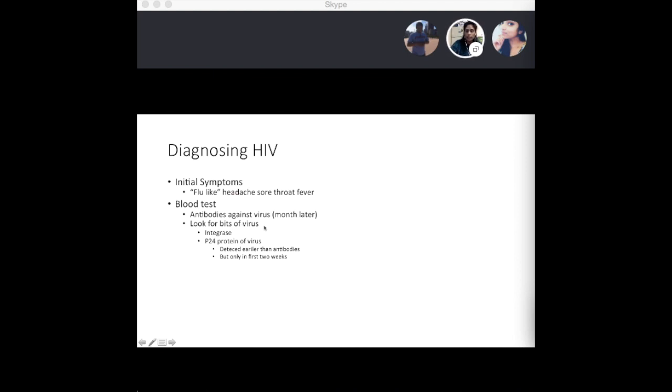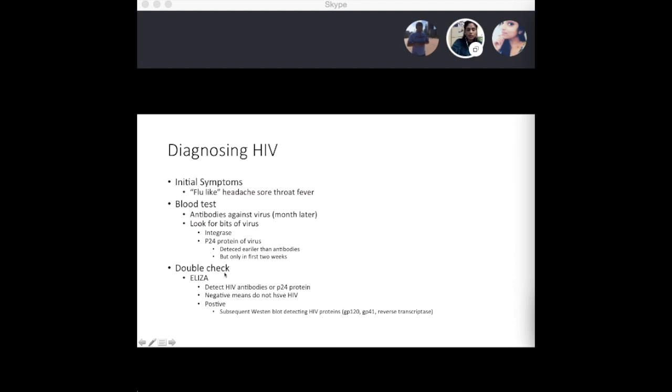Also, you can look for bits of the virus through different tests. So meaning integrase, the P24 protein, and these bits of the virus that are important key players can be detected earlier than antibodies, as they're going to be there. But these are also only going to be present within the first 2 weeks. So if someone comes after that period, you might not really be able to detect these.